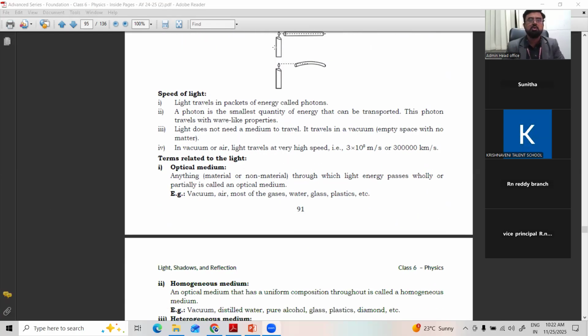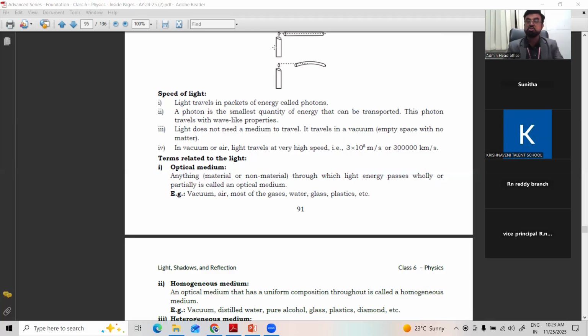So, till now, we learned about what is light, how we can see light by reflection, what are luminous bodies, what are non-luminous bodies, and how light travels. That is, light always travels in a straight line. Later, there will be some change, but it is always in a straight line as long as we learn the next part. Okay?